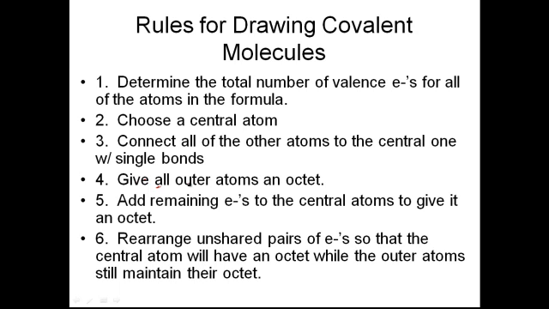Okay, so what we're going to do is go through the few examples that are in the PowerPoint notes, and I'm going to do them out for you in case you want to see them again. So these are the rules. Remember, the first thing we have to do is determine the total number of valence electrons for all of the atoms in a formula. And at this point, you're just going to consider all those electrons kind of in a pool. They've been pooled together.